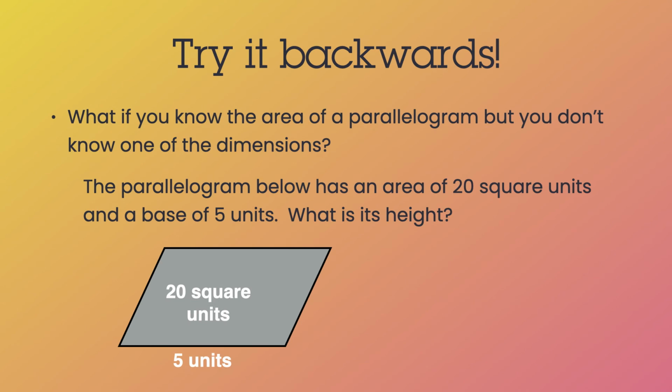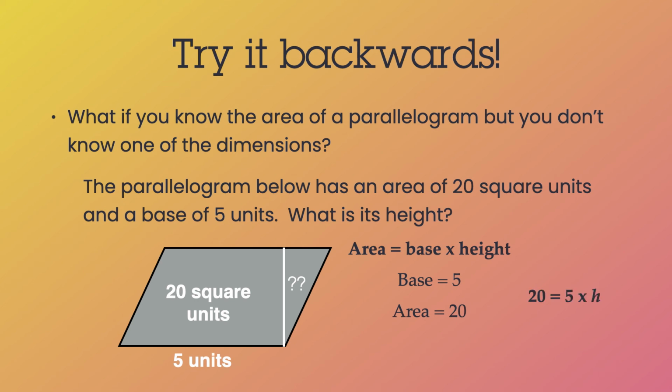Now, just like we did rectangles backwards in the formula to find dimensions, we can do that with parallelograms also. So here's a parallelogram that has an area of 20 square units and a base of 5 units, but we don't know what the height is. Let's find it. Now we know area equals base times height. The base is 5, the area is 20. So we'll substitute those numbers in for their words, basically. So then we get 20 for the area equals 5 for the base times height.